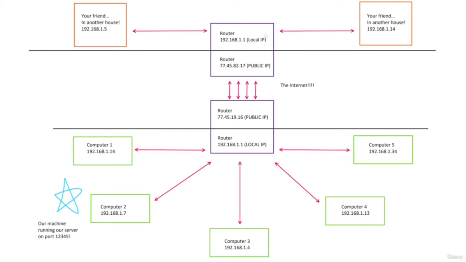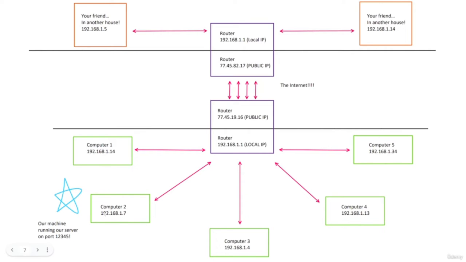Look at my friend's house. This is my friend's house. We've got another local area network, same IP address, 192.168.1.1. That's absolutely fine because my LAN up here and my LAN down here are isolated. We've got a couple of devices connected to this local area network, 192.168.1.5, 192.168.1.14. On this LAN, those IP addresses are unique. It doesn't matter that this local IP and this local IP are the same because they're on different LANs. Note, though, the router also has a public IP address, 77.45.82.17 or 77.45.19.16. These are unique on the internet.